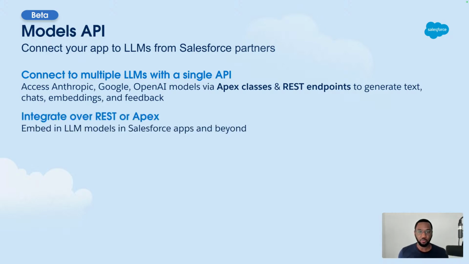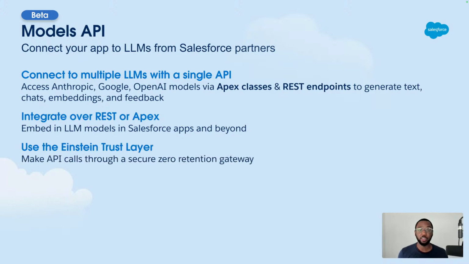And then, of course, you can integrate over REST or Apex, which is great. So there's a native API inside of Salesforce, so it's really easy to actually integrate with these different providers. And then finally, and this is the really big one, when you use the Models API, when you use generative AI in general with Salesforce, you are taking advantage of something called the Einstein Trust Layer.